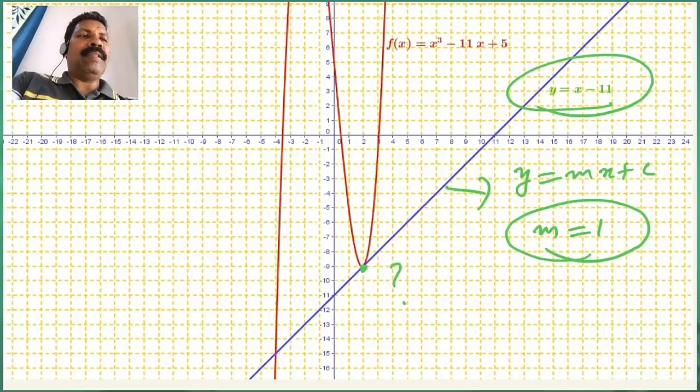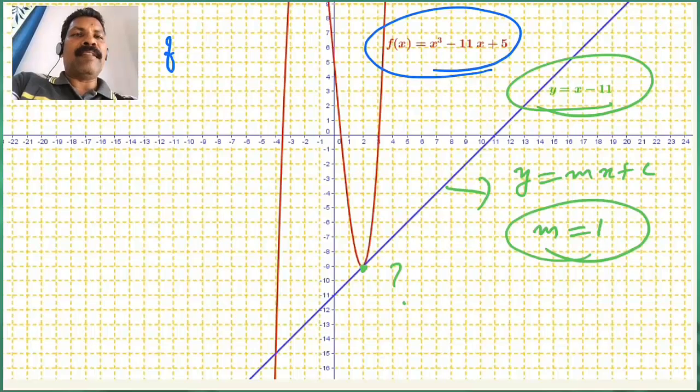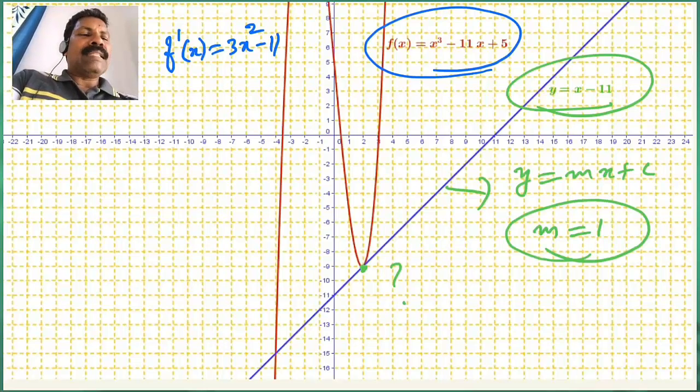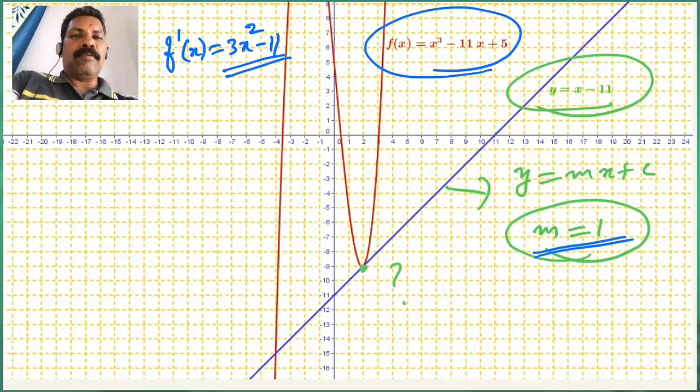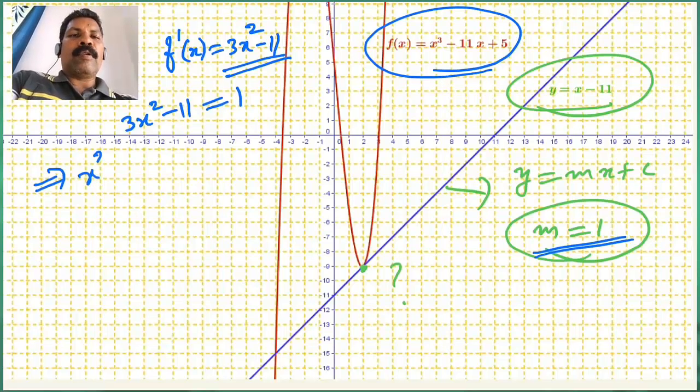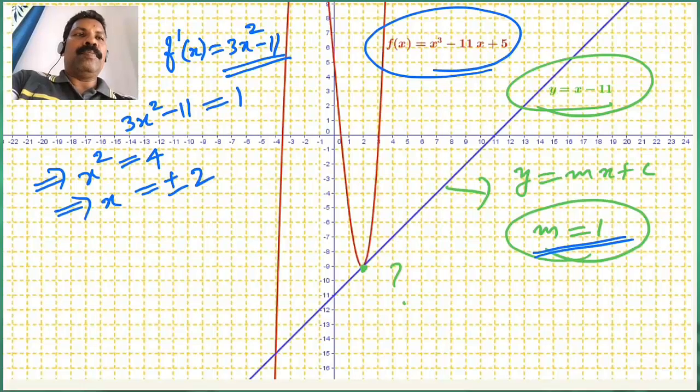Now according to calculus, how to find the slope of the tangent? So here we are given the function, so we have to find the derivative f'(x), that is nothing but 3x² - 11. And for this tangent, the slope is already known and the slope is given by calculus. So they should be equal. Therefore 3x² - 11 should be equal to 1. So which gives you x² = 4, that is x = ±2.